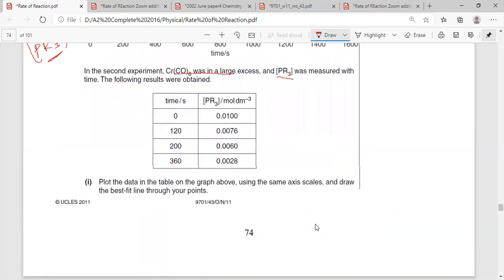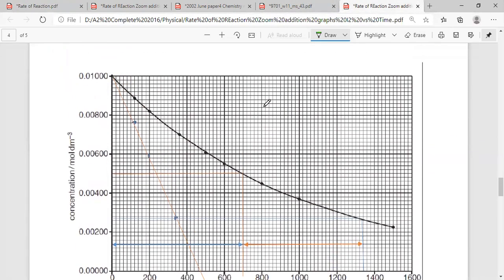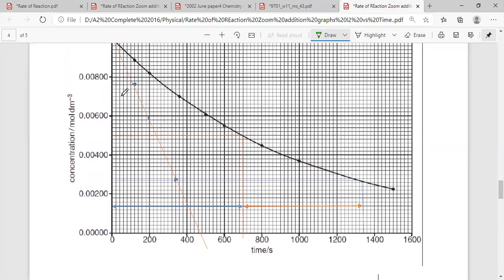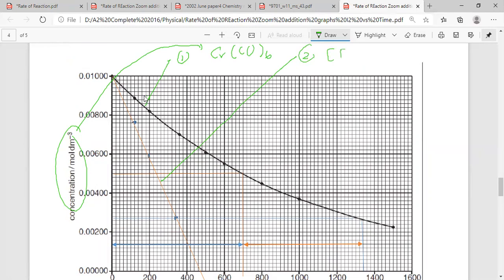Okay, right now I've plotted the graph here so that it makes life easier for me and you. Right here, see, that's the same one. This is the first experiment. The concentration here is for what? It is for your chromium hexacarbonyl. The second experiment here, the concentration is for what?